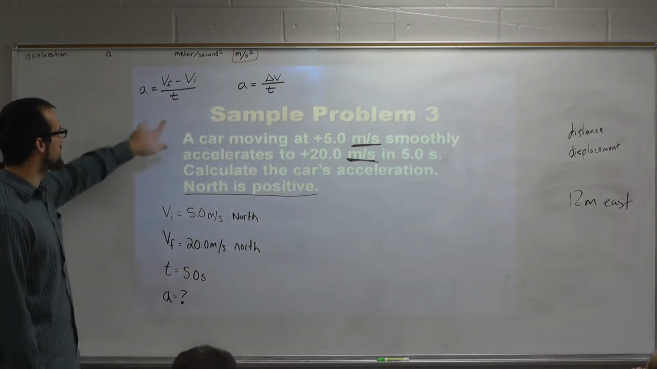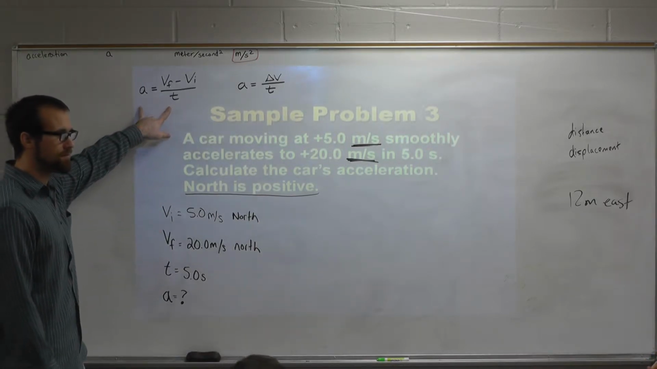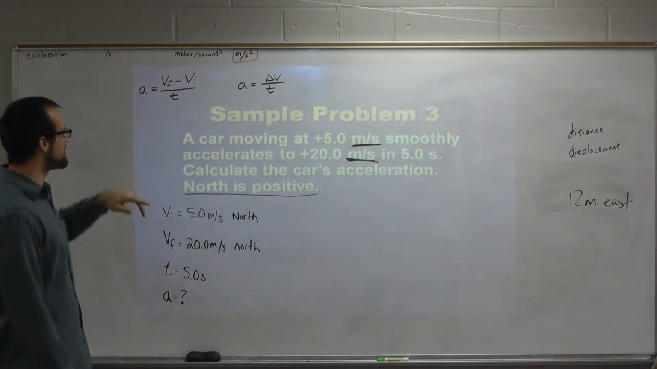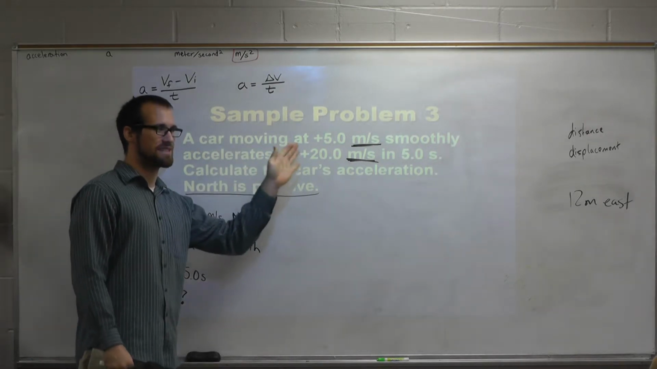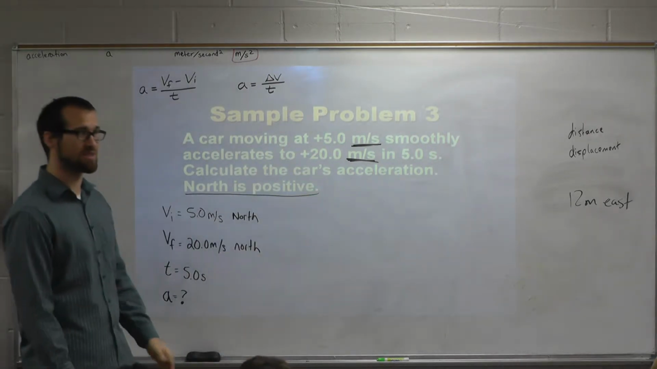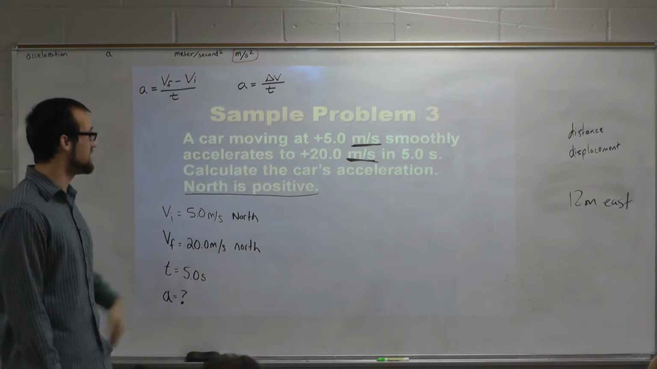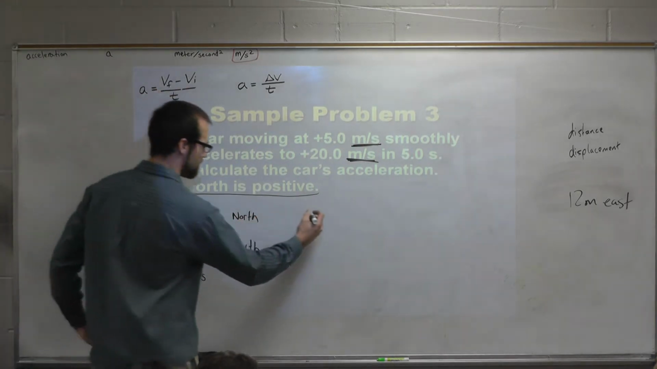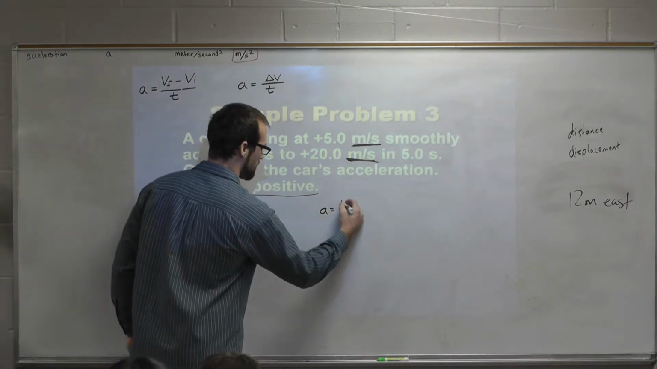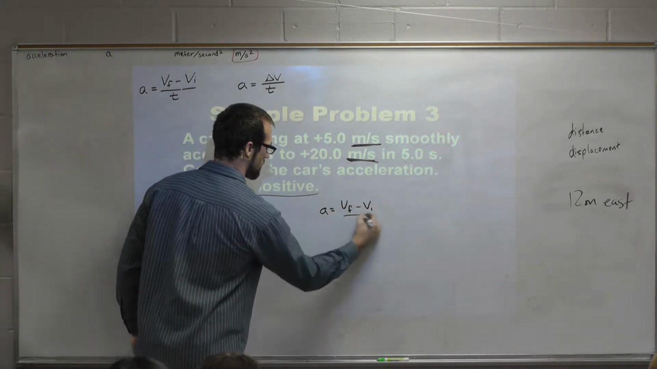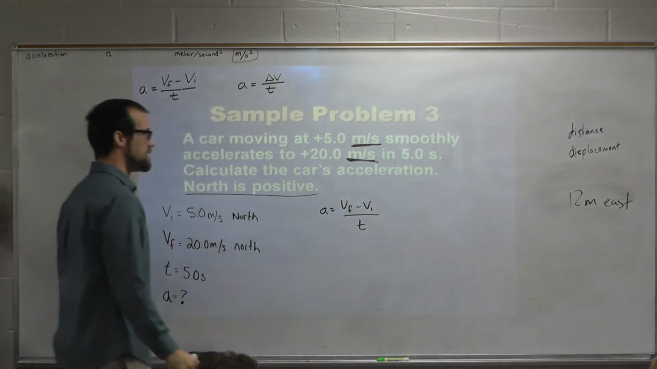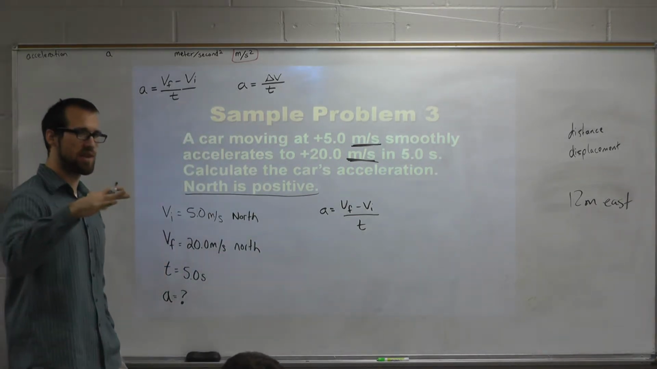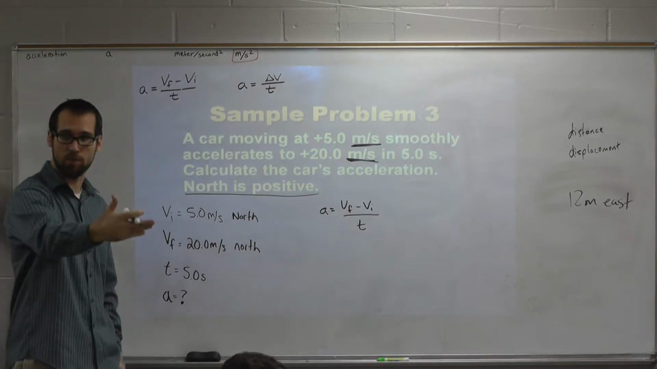Now, why would I use this equation? Because we have both velocities, final and initial. Yeah. Now, could they have said the change in velocity is this? They could have done that, but since they actually gave us two different velocities, we have to break it down and use this one. So, let's do it.